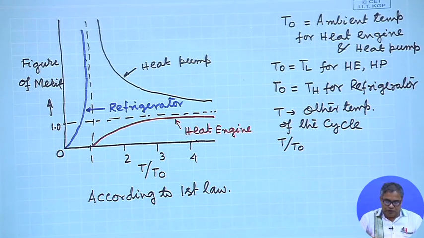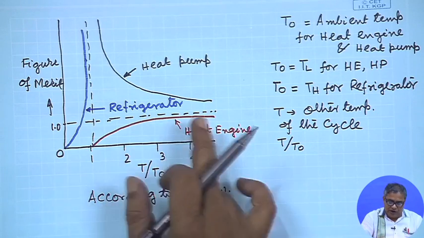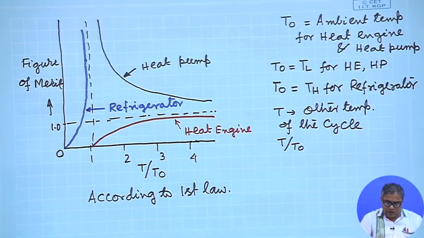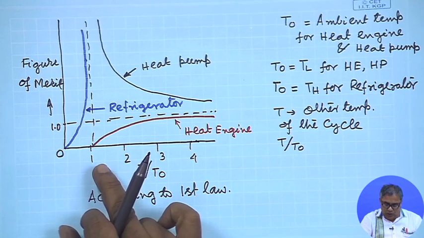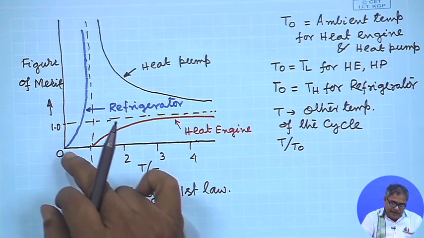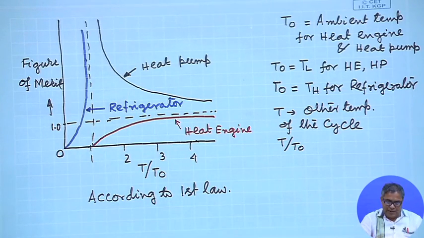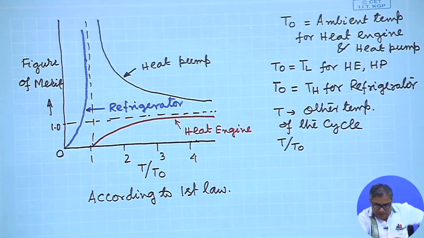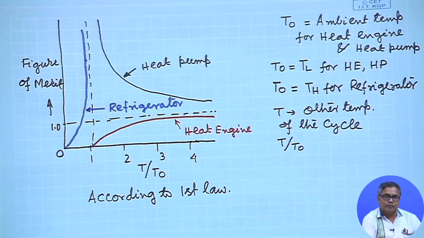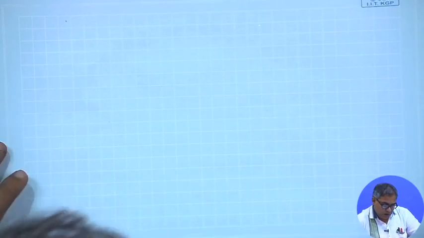I have already told you when I introduced the heat pump that it will always have its figure of merit more than 1, and that is what we are seeing, and how it changes with T by T 0 we can also find out from this figure. And heat engine will have its efficiency always below 1, and a refrigerator can have it both below 1 and above 1. But all of them are cycles, only the direction of energy transfer is different, and we are getting such different figures for different components. So, the second law gives us an opportunity to unify them.